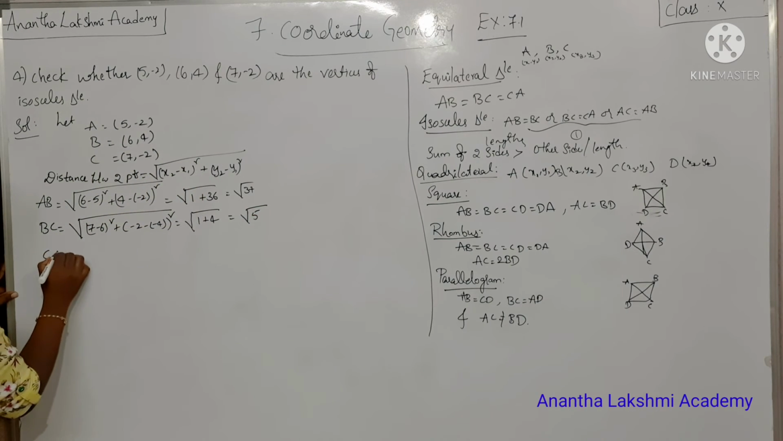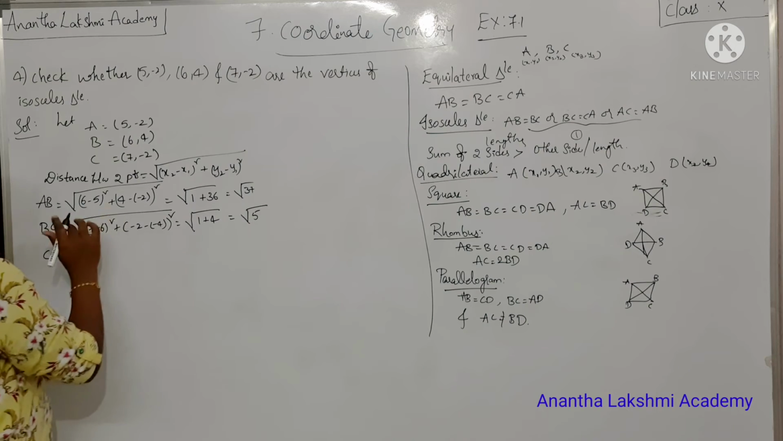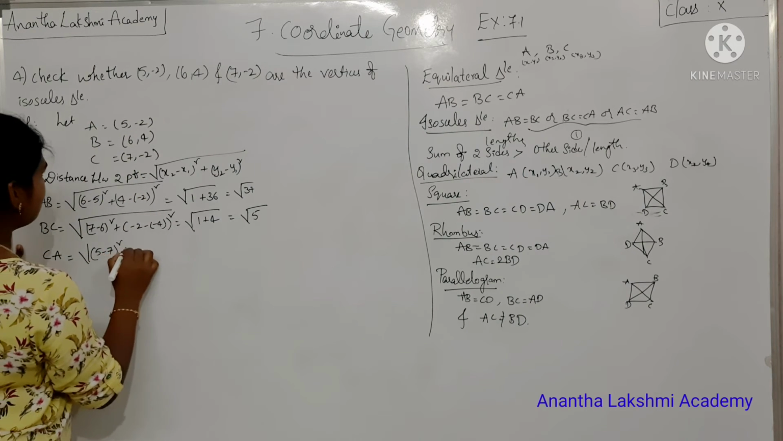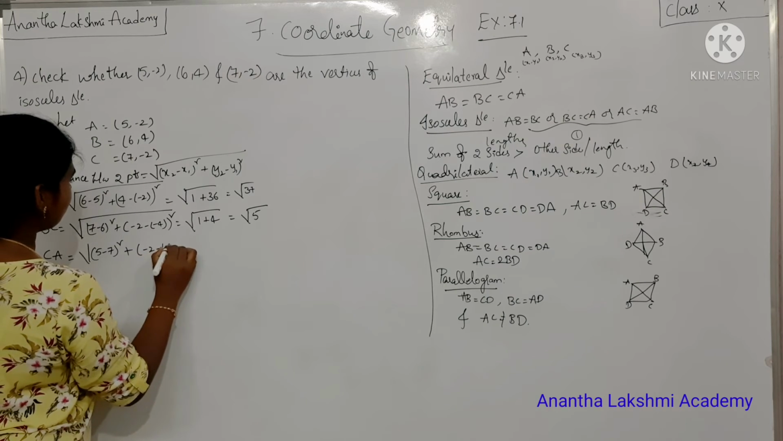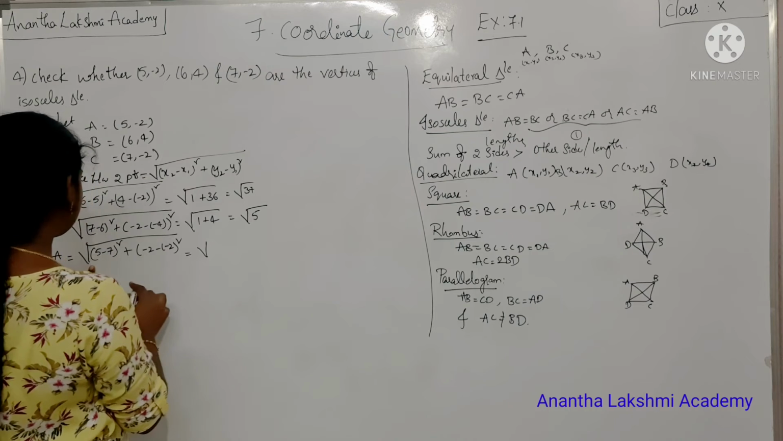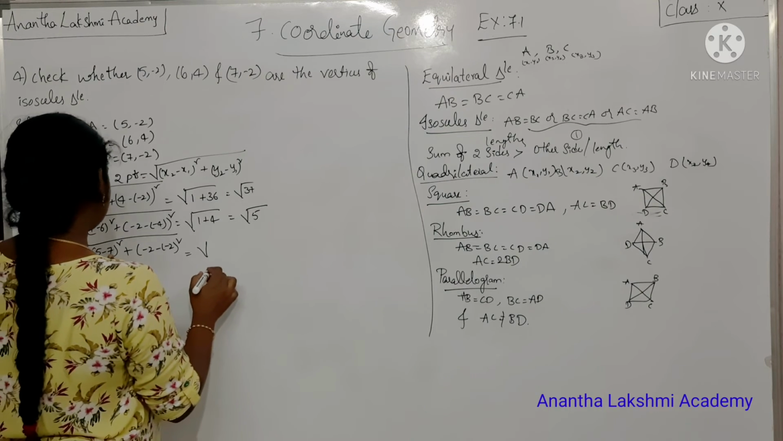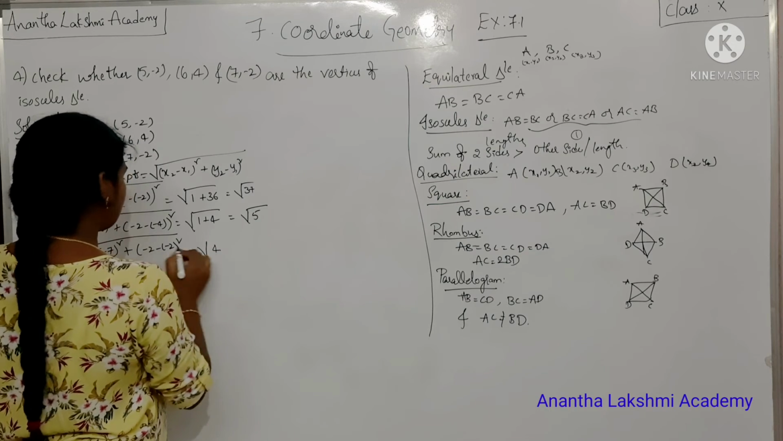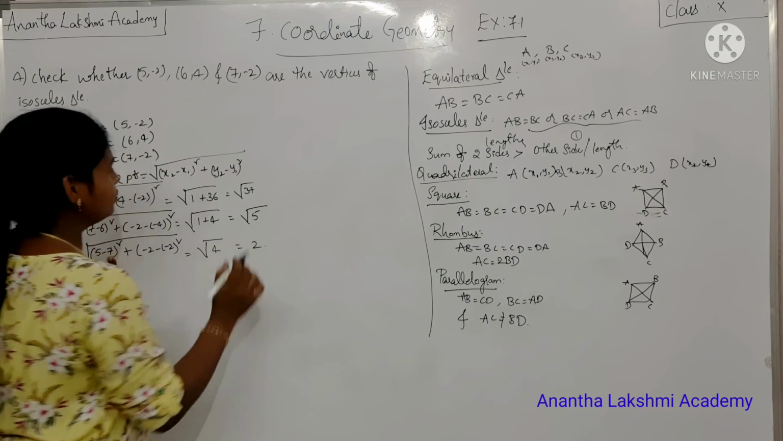And then we have CA, which is nothing but CA. (5 minus 7) whole square plus (minus 2 minus of minus 2) whole square. 5 minus 7 square is 2 square, which is nothing but 4. Minus 2 plus 2 gets cancelled. This is going to be 2.